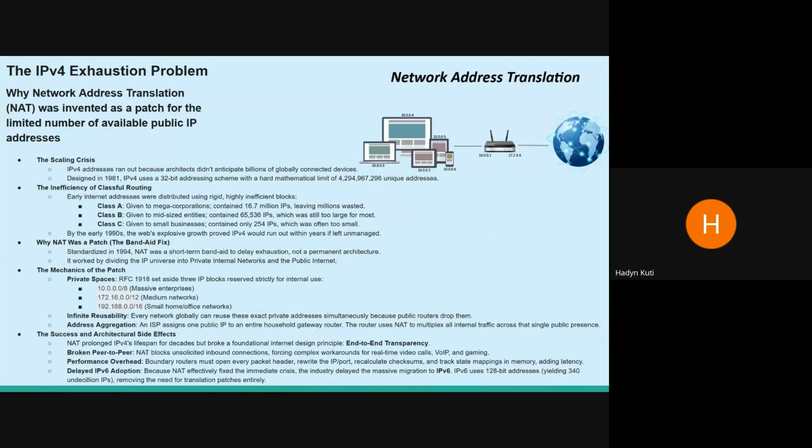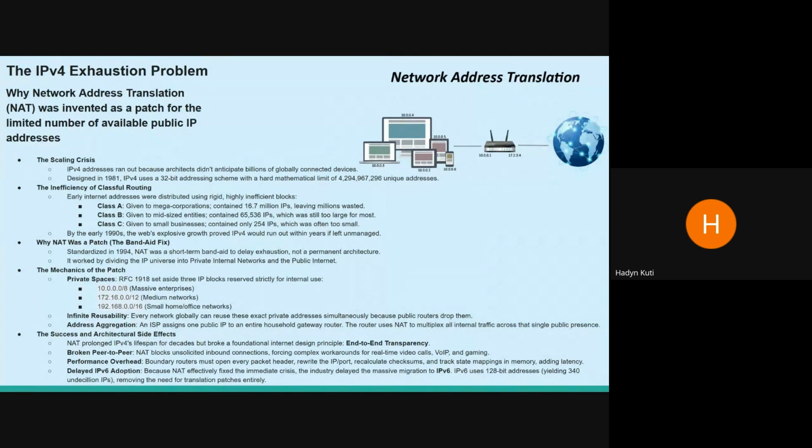The router uses NAT to multiplex all internal traffic across that single public presence. And the success and architectural side effects. NAT prolonged IPv4's lifespan for decades, but broke a foundational internet design principle, end-to-end transparency. NAT blocks unsolicited inbound connections, forcing complex workarounds for real-time video calls, VoIP, and gaming.